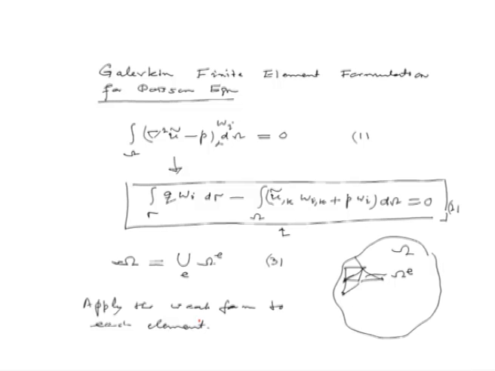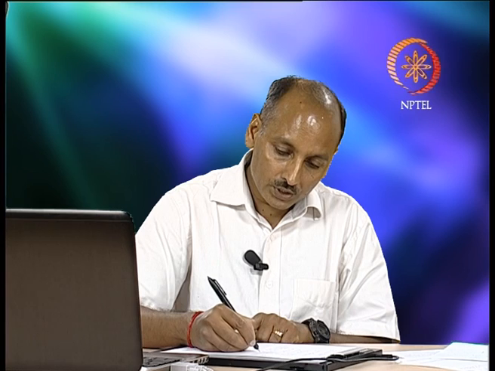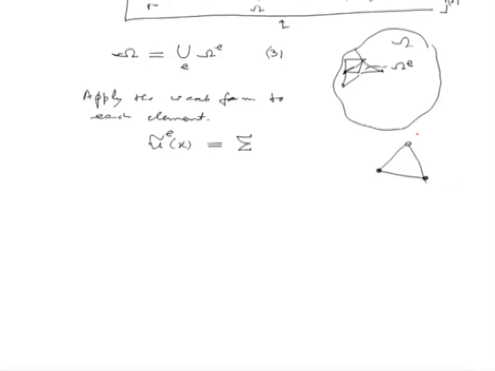We have to make use of a few approximations for how our u tilde would be defined for each element. This would be defined in terms of the interpolation functions, which will depend on the choice of our element. Let us say we have a 3 noded element, so we will have the summation going from 1 to 3, N I x, u I at e. Our weight functions wi will be chosen to be the same as the elemental shape functions.